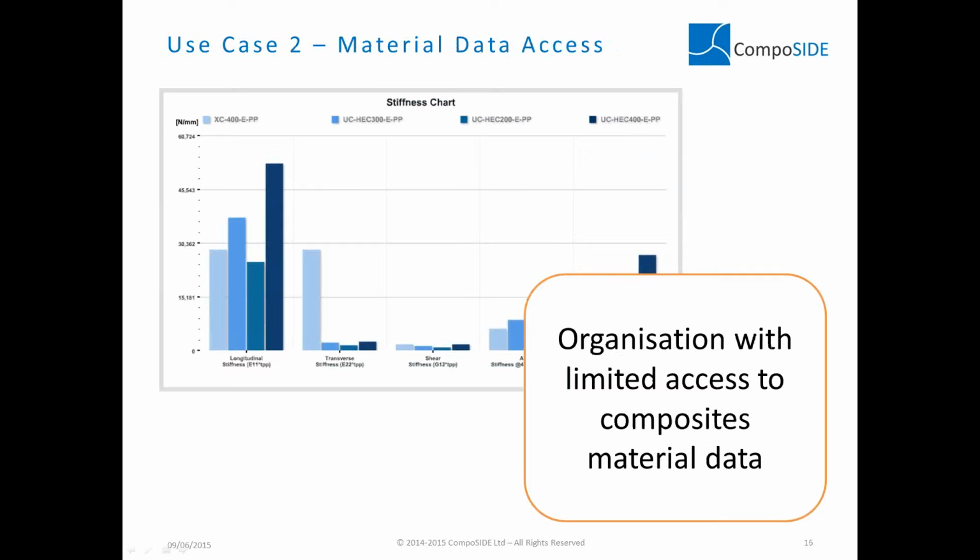Another user case is material data access. We know that it is quite difficult to get data when you start with composite design or composite projects. So CompoSIDE provides generic data, which is quite powerful to start your project efficiently, to have feasibility and comparison of different materials. So all organizations with limited access at the moment to composite material data can sign up for CompoSIDE and have access to the full generic material list, which allows them to accelerate their projects.